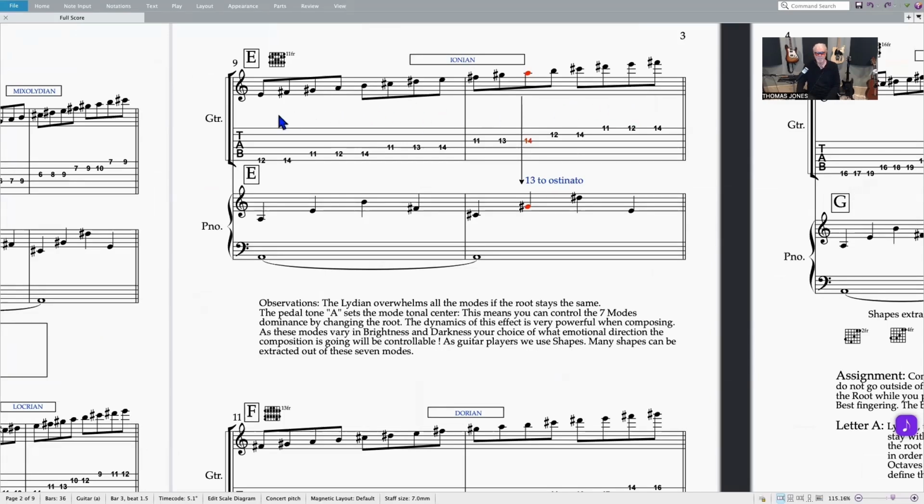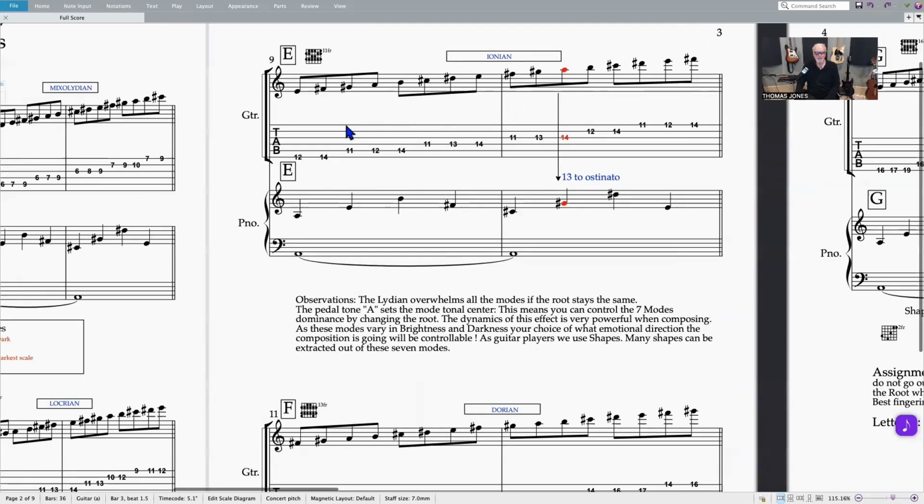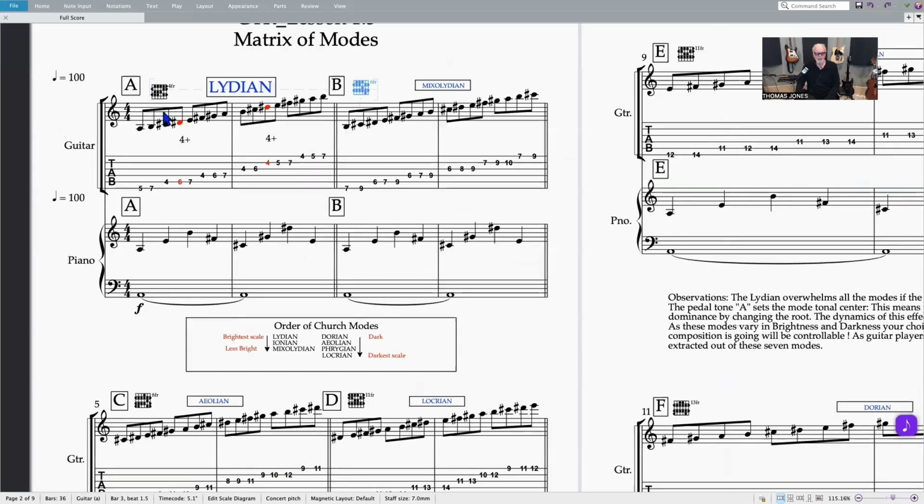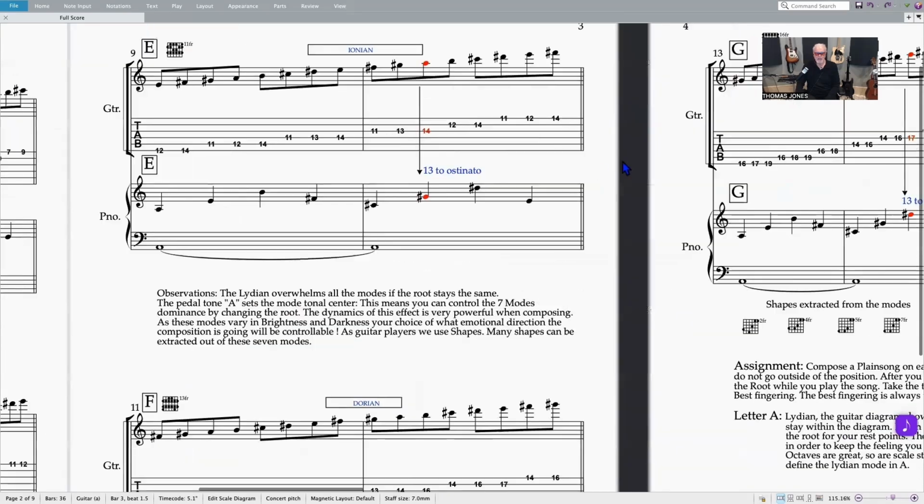And so you'll notice that the fourth step of the scale here isn't raised. It's not raised. Now these are all the same notes that are in A Lydian. So if I was to start here on A, you can see the first step, the second step, the third step, the raised fourth step. That would be these guys here.